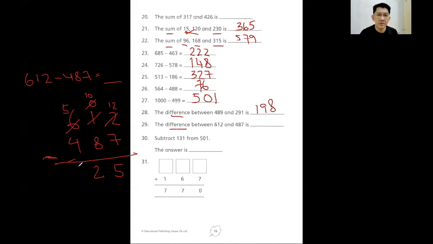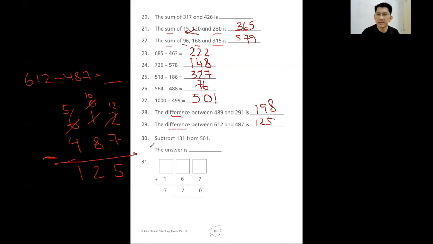Now 5 minus 4 is 1. So the difference between 612 and 487 is 125.